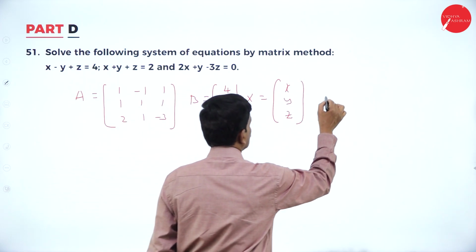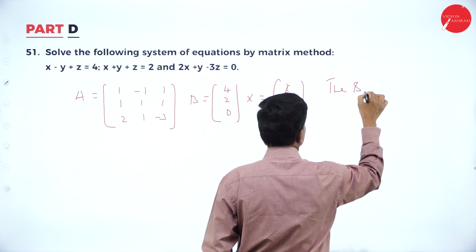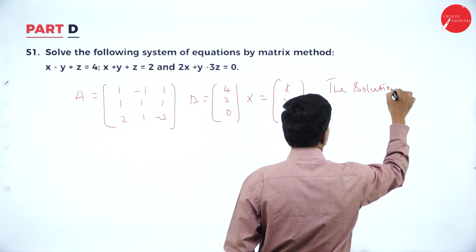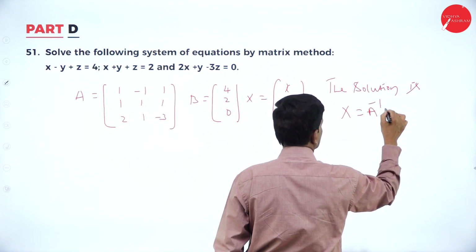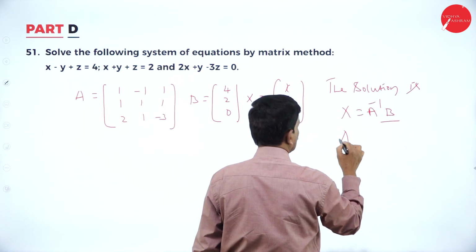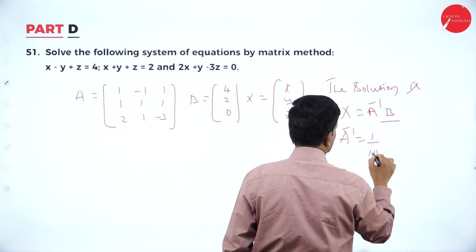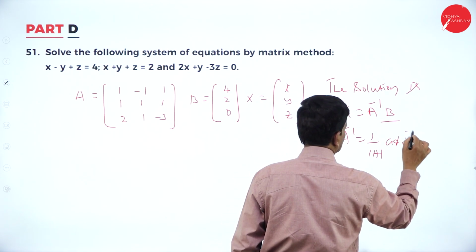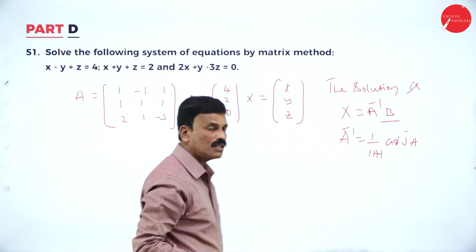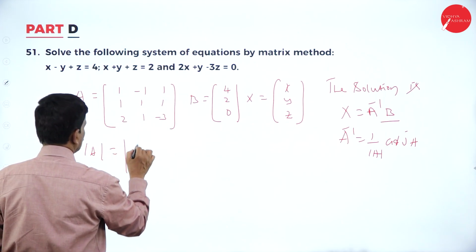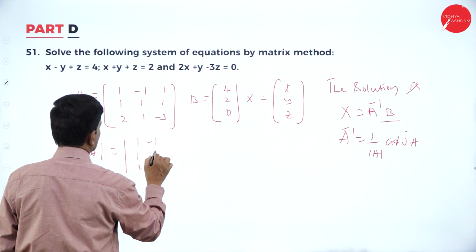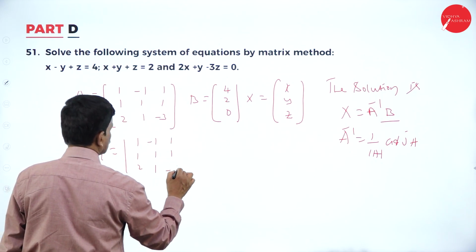The solution. What is the solution? The solution is X is equal to A inverse into B. And what is A inverse? A inverse is equal to 1 over determinant of A into adjoint of A. Now just find out the determinant of A first. Determinant of this: 1, 1, 2, minus 1, 1, 1, 1, 1, minus 3.